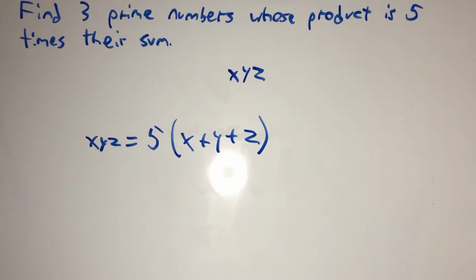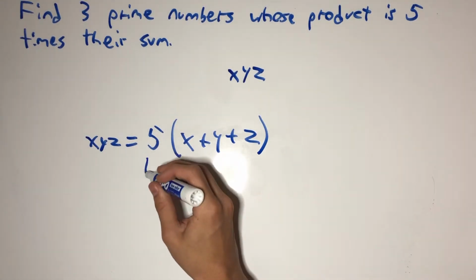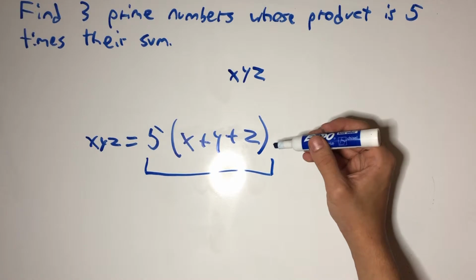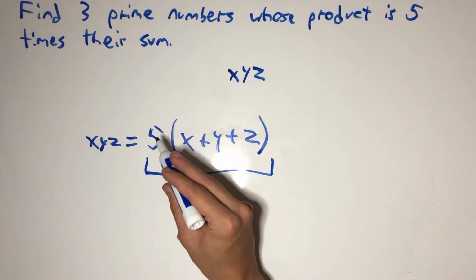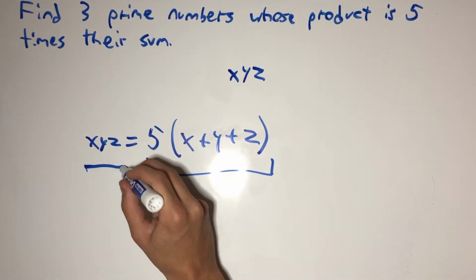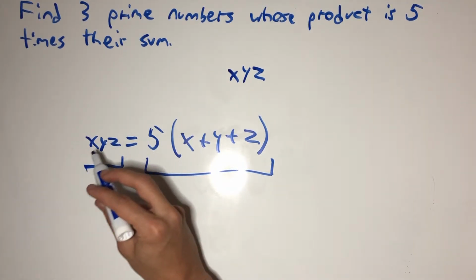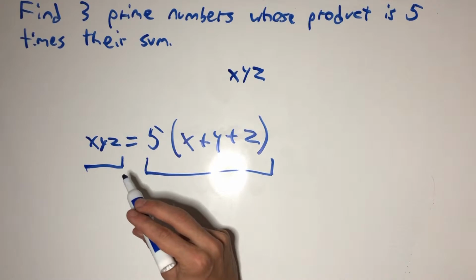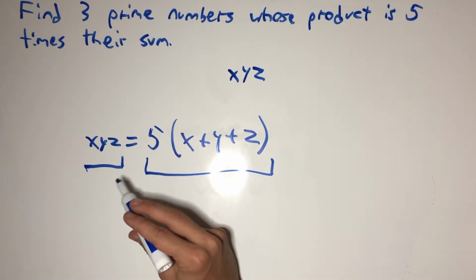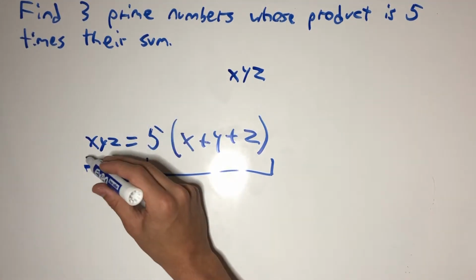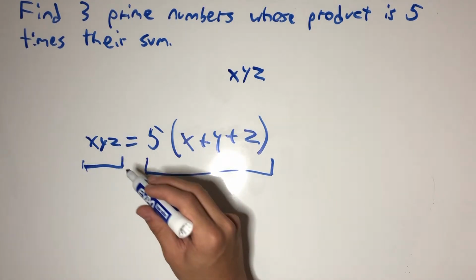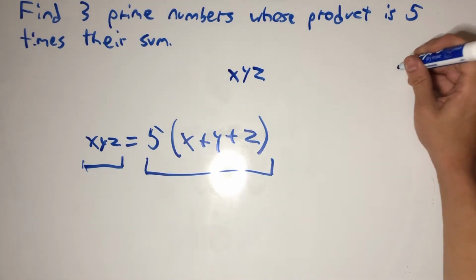And that is a key insight, because this side is a multiple of 5 because of this 5 in front, which means that this side is also a multiple of 5. So, one of these three numbers, x, y, or z, has to be a multiple of 5. But we also know the number is prime. So that means one of these numbers is 5. So we already found one.